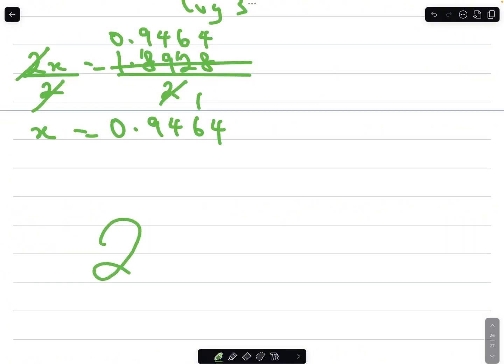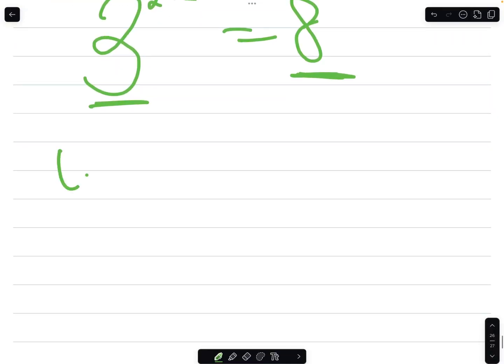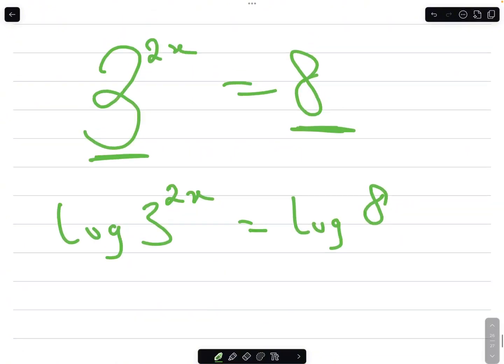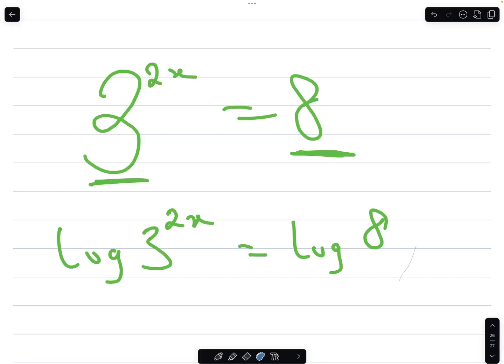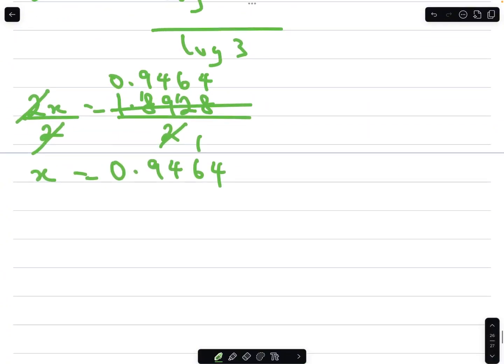It was 3 raised to the power 2x equals 8, and we saw that we couldn't write 8 as a power of 3. That was why we took logarithms of both sides. Can you say that? We took logarithms of both sides. Do you understand? Exactly. We took logarithms of both sides.